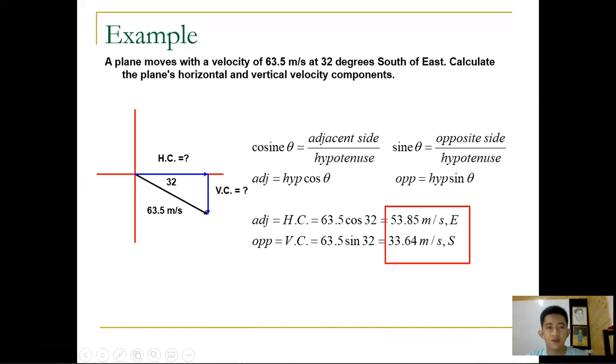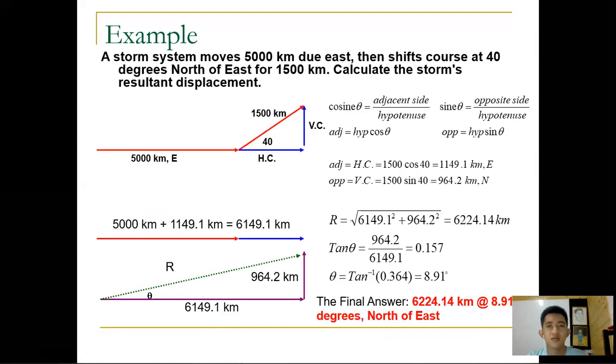For our last example, a storm system moves 5,000 kilometers due east, then shifts course at 40 degrees northeast for 1,500 kilometers. Calculate the storm's resultant displacement. So here, we look first into the horizontal component of our vector. So we came up with 6,149.1 kilometers as the horizontal component.